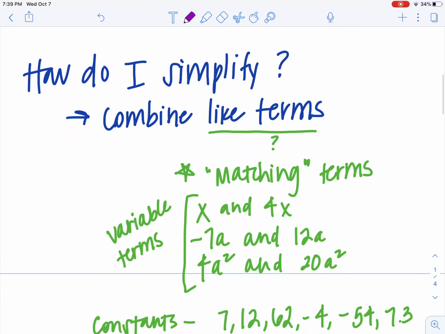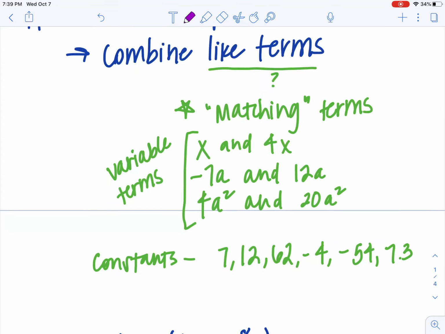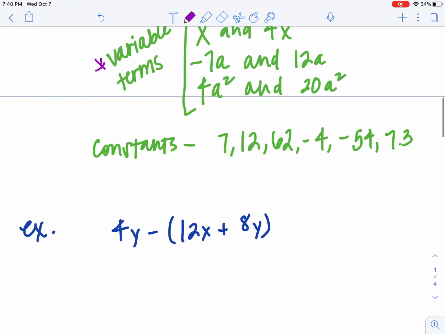All right, so now how do I simplify? Well, first we need to talk about like terms. So we need to combine our like terms, and your like terms are the matching terms. So we have what I call the variable terms, and that would be like x and 4x. They both have an x and they both have just one of them. Then negative 7a and 12a. Those both have an a attached. Or 4a squared and 20a squared. Because they both have a squared in there, we could combine those two terms.